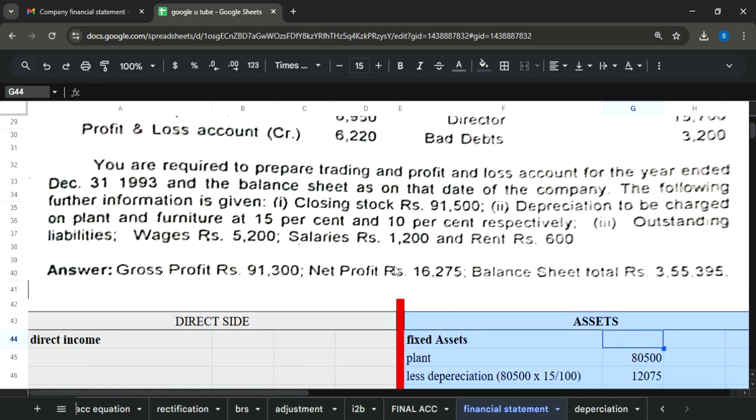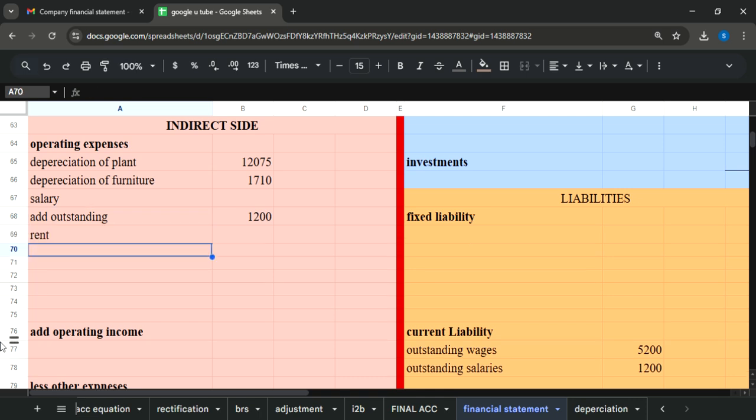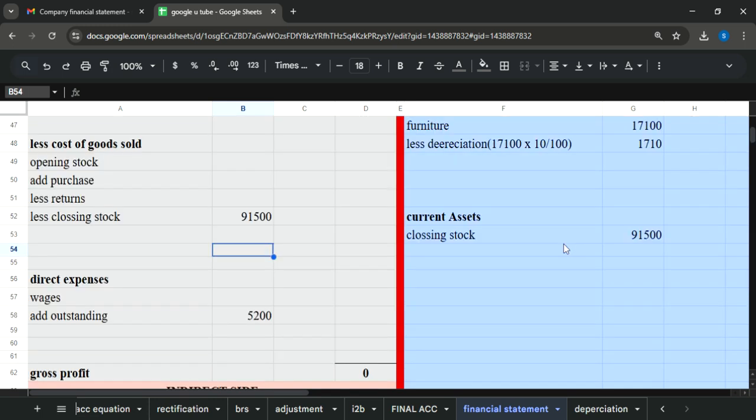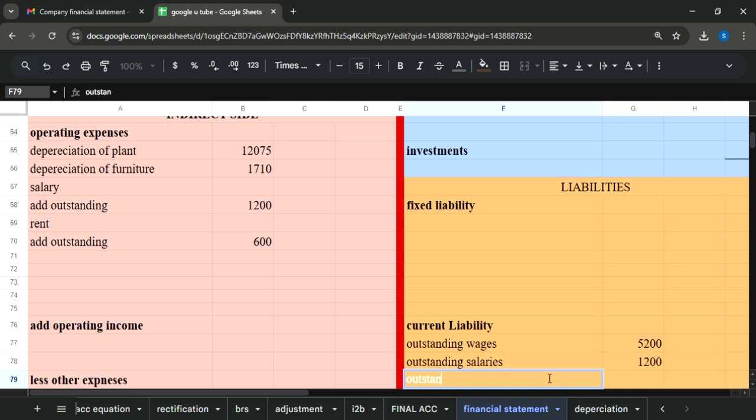After salaries we have another expense, rent. This is also an operating expense. So here we will be mentioning rent. Similarly, we will add outstanding. That outstanding rent is 600. So mention outstanding over here, and in absolutely the same way you will be writing outstanding rent, the amount of which is 600.